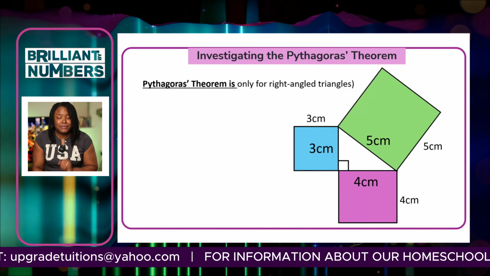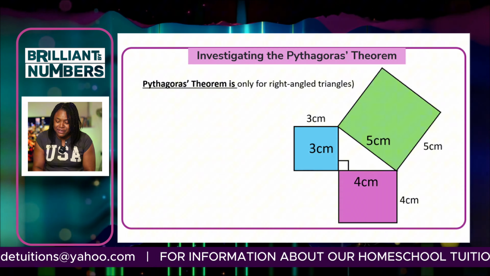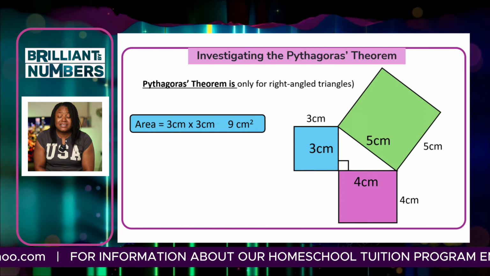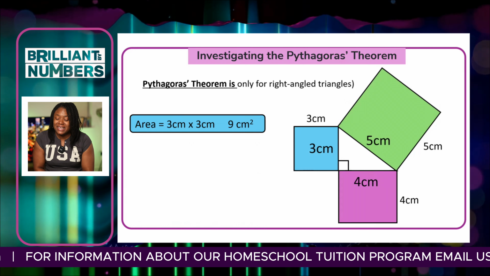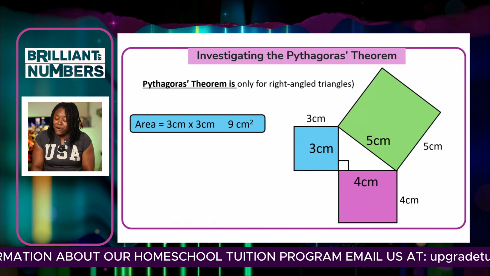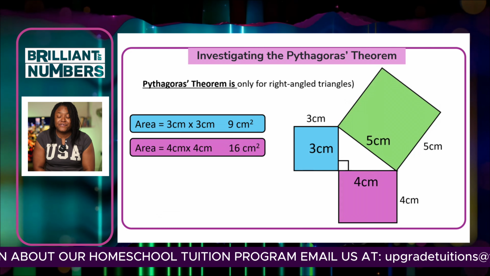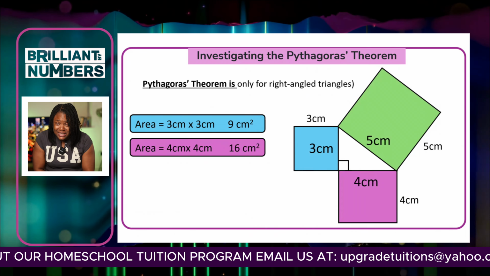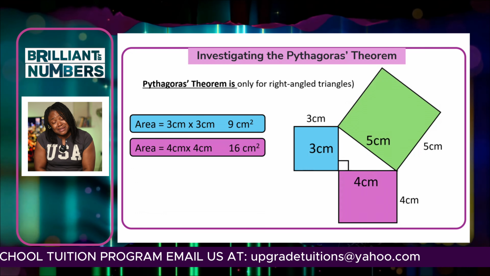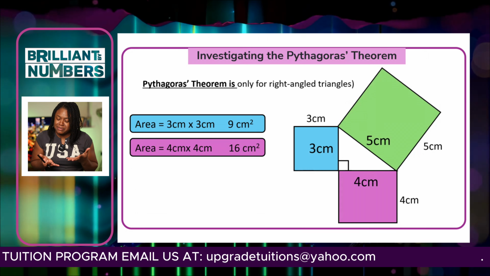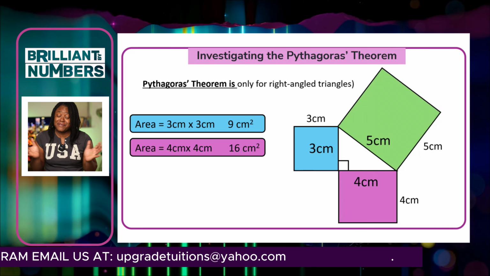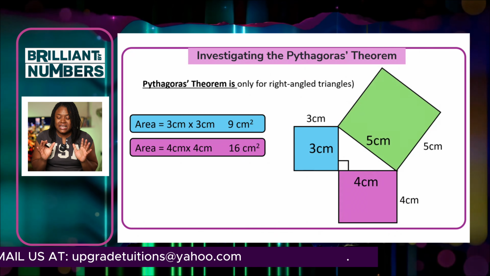So for the first one, the blue, we need to do 3 times 3. So I've got that there. So the area of the blue square is 3 centimeters times 3 centimeters, which will give us 9 centimeters squared. So let's go ahead and find the area of the purple one. So that would be 4 centimeters times 4 centimeters as well. So 4 times 4 gives us 16, and centimeter times centimeter gives us centimeter squared. So the area of the pink or purple, whatever color you will see when you see this, is 16 centimeters squared.